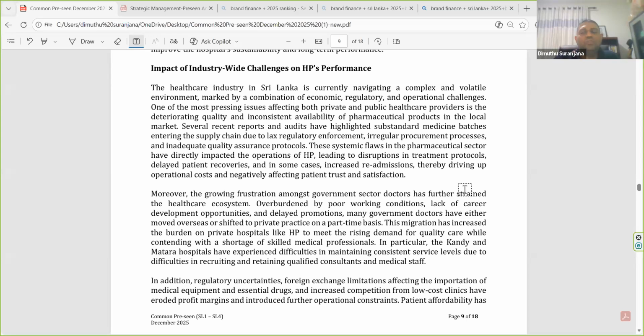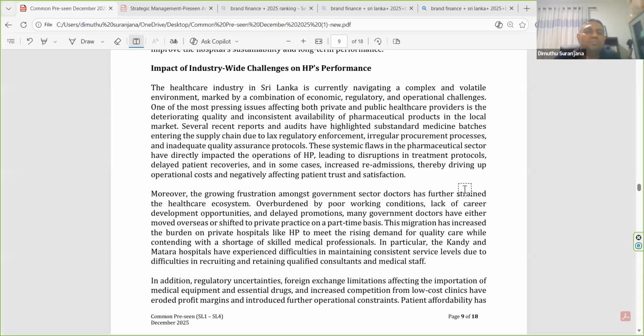These systemic flaws in the pharmaceutical sector directly impact the operation of HP, leading to disruption in treatment protocol, delayed patients' recoveries, and in some cases, re-admission, thereby driving up operation costs and negatively affecting patient trust and care. So, the pharmaceutical sector is not trustworthy. There are inferior medicines, there are delays, there is unavailability of medicine. This has created many problems, right?